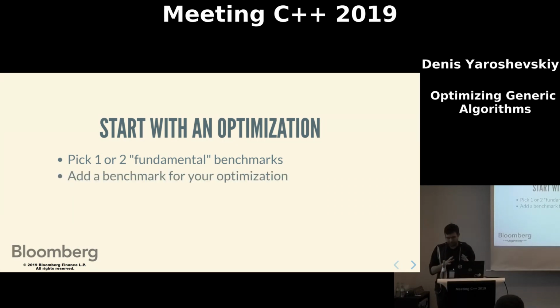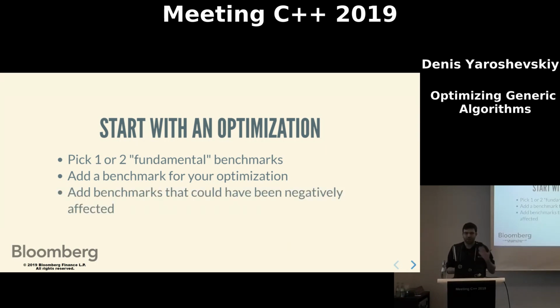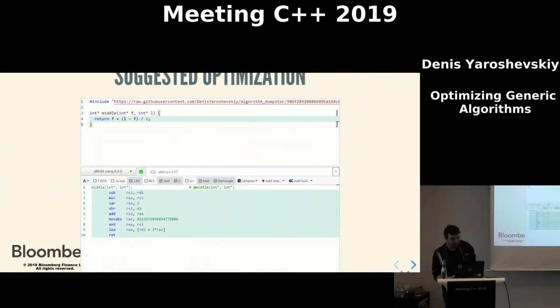Then, if you're optimizing not the most general case but something specific, let's say big types, add the benchmark for that. And finally, try to benchmark the things that could have been negatively affected. OK, so let's try and do that. Let's start with an optimization.